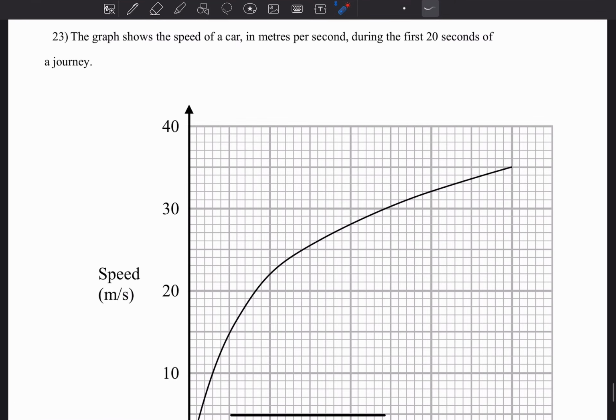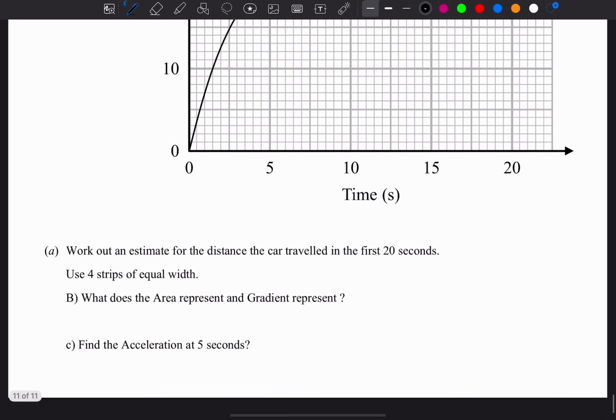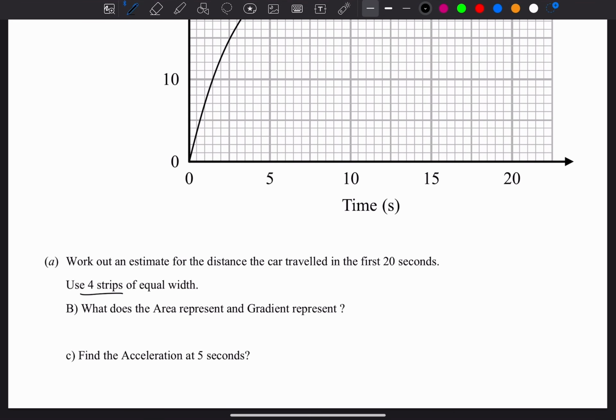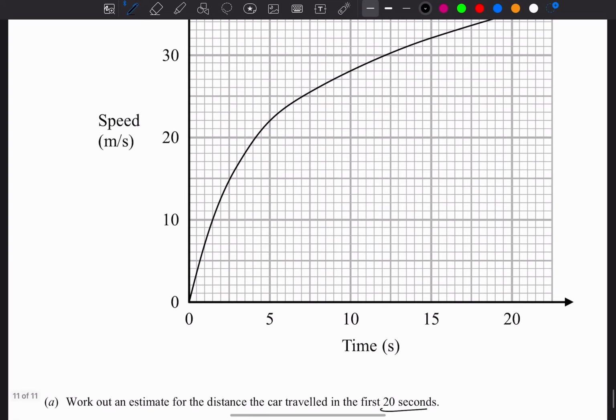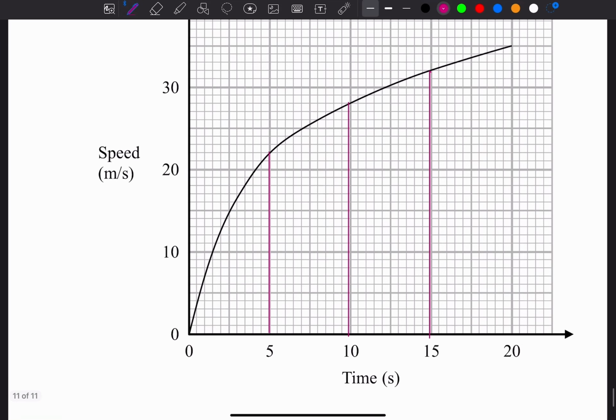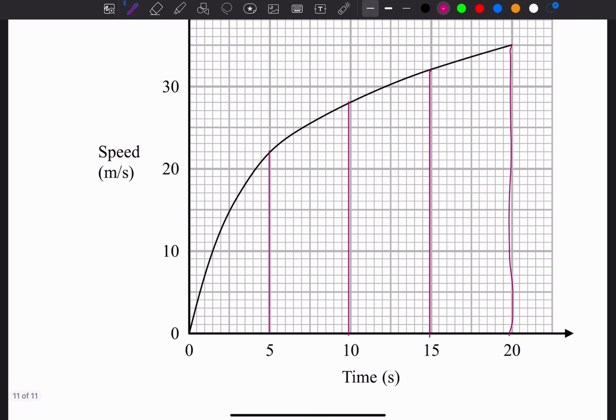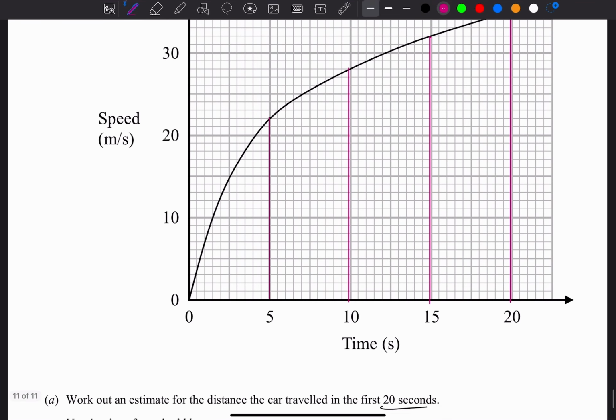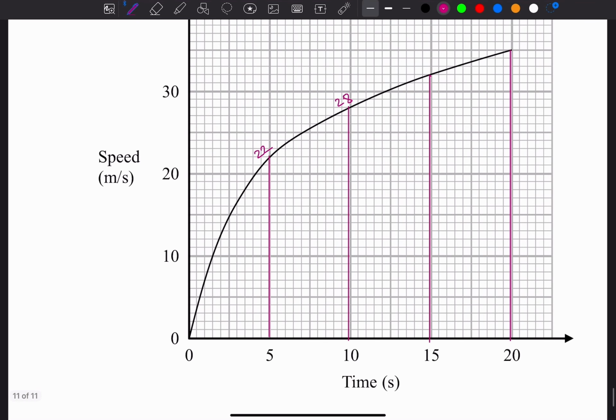Next one. The graph shows the speed in meters per second for the first 20 seconds of a car journey. 4 strips need to be used for the first 20 seconds. Okay, so you cut it here. This different color is better. 1, 2, 3, and that's the 4th one. So if you look at it, what are the numbers here? This is 22. That's 28. That's a 32. That's a 35.